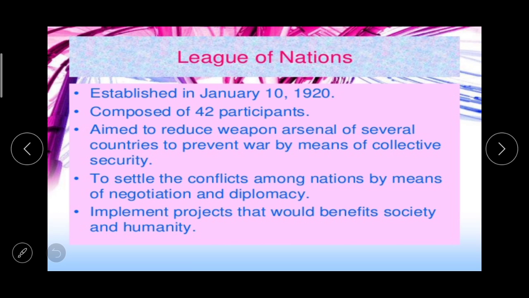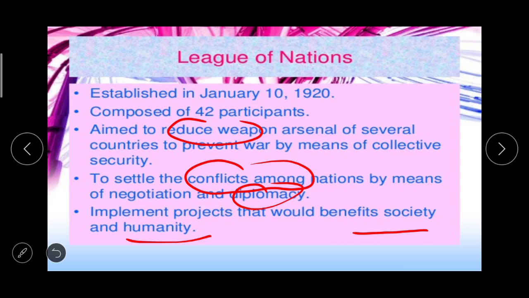The League of Nations was formed, which was established on January 10th, 1920, composed of 42 participants, aimed to reduce the weapon arsenal of several countries to prevent war by means of collective security, to settle the conflicts among nations by means of negotiations and diplomacy, and to implement projects that would benefit society and humanity.